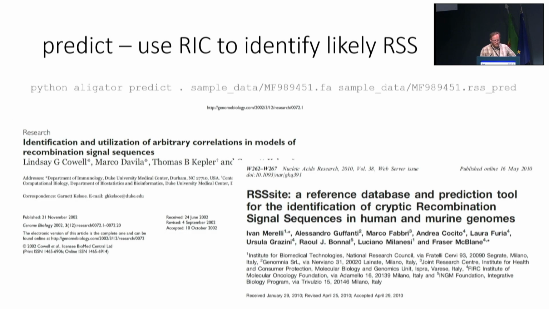The second module is predict, and this is using the recombination information content, or RIC, to identify likely RSS. This is the original paper that derived the RIC, and then this is a paper that implemented it in a tool called DNAgrep. We just have locally cloned DNAgrep, and it goes very quickly through a whole genomic contig. You can get through a couple megabases pretty quickly, and it identifies the sites that are likely to be RSS.